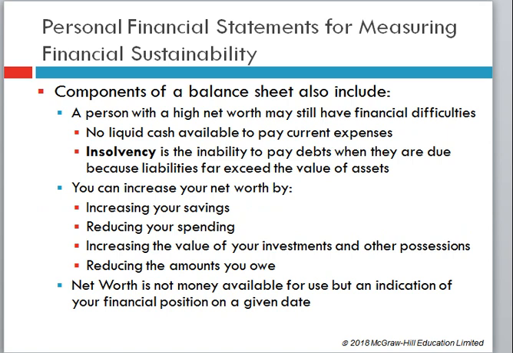Components of balance sheets also include a person with high net worth. Okay, so you have calculated your net worth, so you have estimated your assets, you have estimated your liabilities, and you have a significant net worth. Let's say your net worth is $200,000. That doesn't mean that you don't have financial difficulties. A person with high net worth may still have financial difficulties. He may have no liquid cash to pay current expenses. He has all his money locked into long term assets like, let's say, real estate. He has three houses. So his net worth is high, but he doesn't have money to pay off his current expenses. So it may happen.